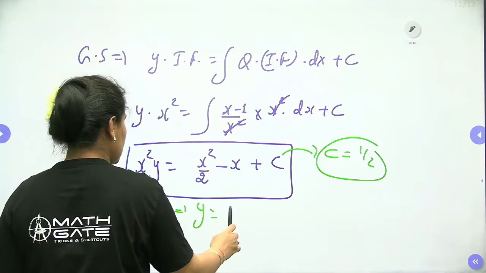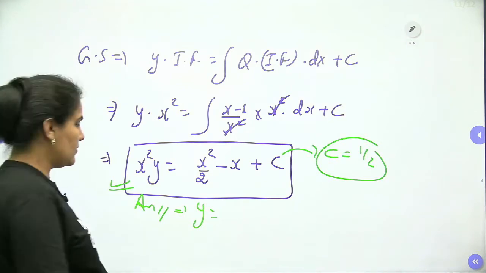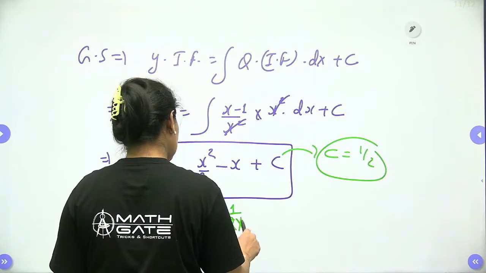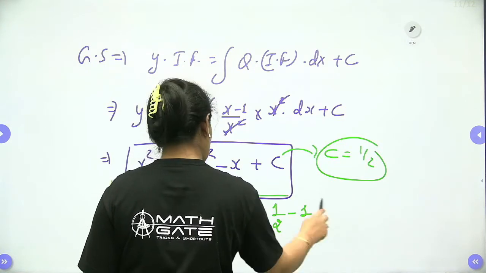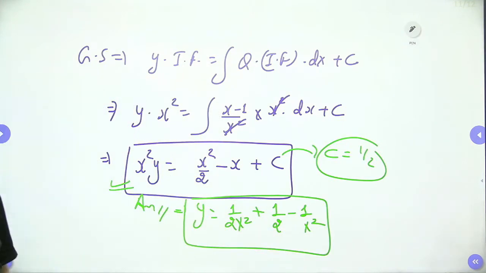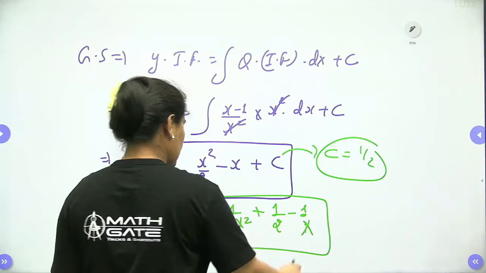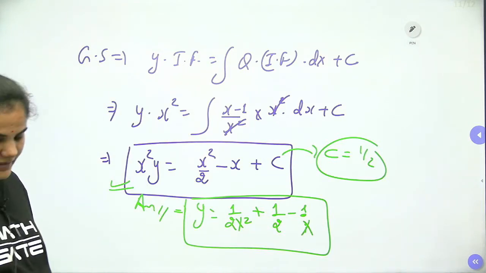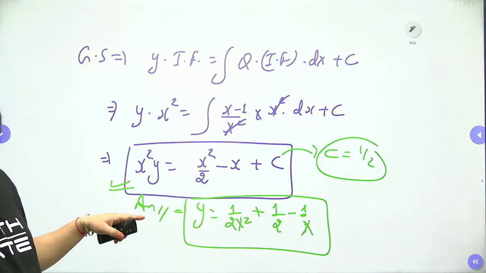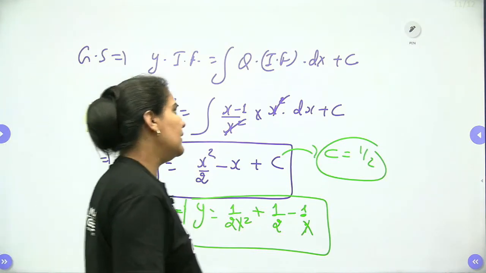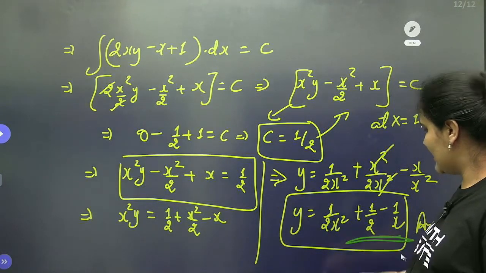So the answer was y is equals to, what was the answer, dear students? Let me write down the answer. y is equals to 1 by 2 x square plus 1 by 2 minus 1 by x square. This will be your final answer. Is it 1 by x or 1 by x square? Okay, now it will be 1 by x only. So it will be 1 by 2x square plus 1 by 2 minus 1 by x. Okay guys, so we are having the same answer here. Yes, exactly, this is the same answer.